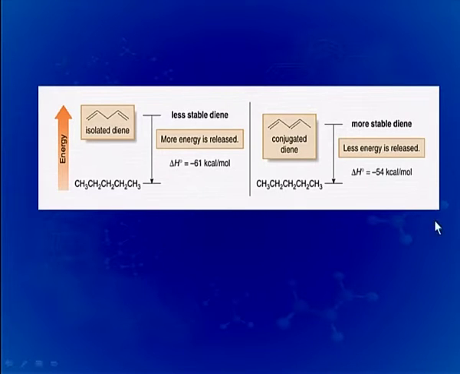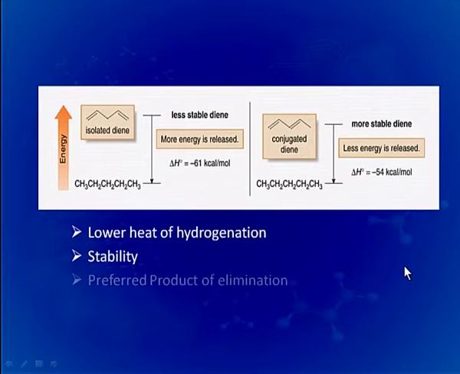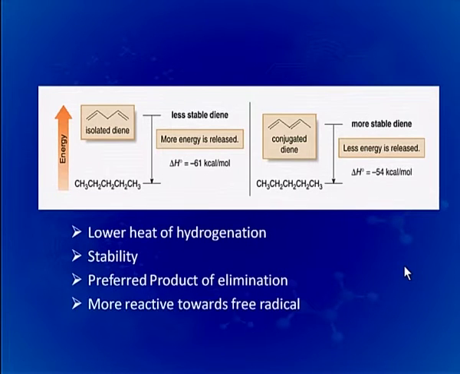Because of this delocalization of the pi orbital, what happens? 1,3 conjugated dienes are extra stable and therefore they will be the preferred product of elimination.